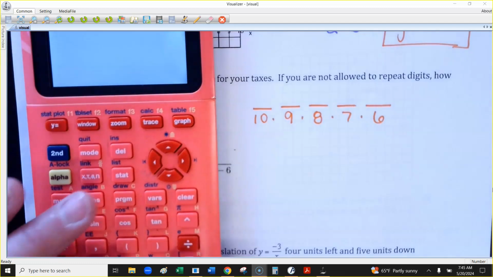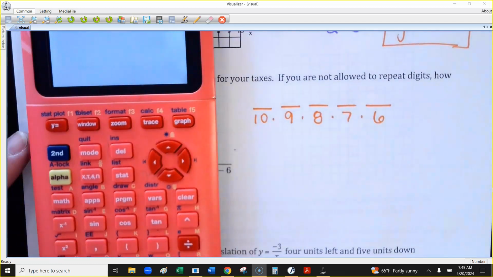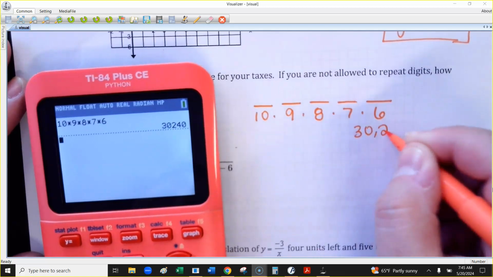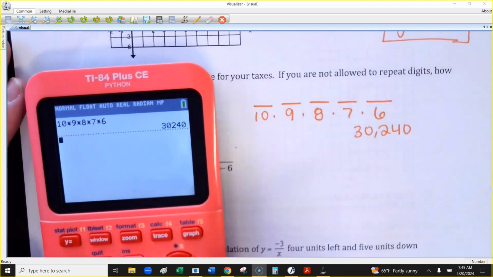So I'm not on the screen, forgive me. All right, so there would be 30,240 codes that people could make.